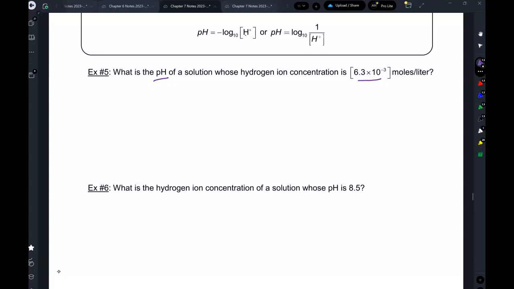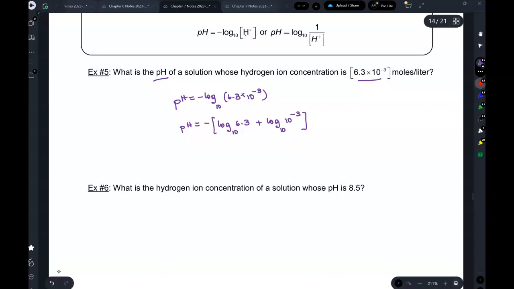So what is the pH of a solution whose hydrogen ion concentration is this many moles per liter? So we want the pH. We say, okay, pH is negative log base 10 of 6.3 times 10 to the negative 3. Okay, so what is this? This is negative, let's do some math here. Log base 10 of 6.3, plus log base 10 of 10 to the negative 3. Okay, now take a look. This negative 3 will come down.